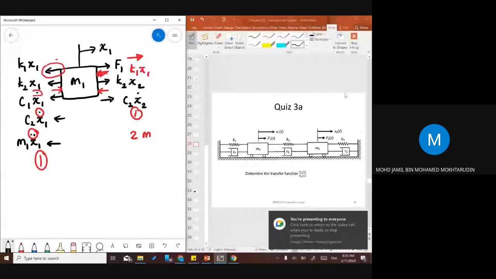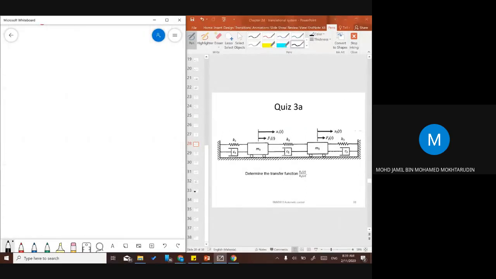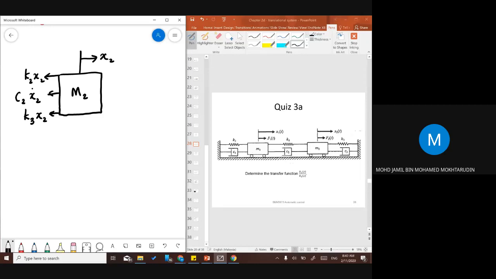Okay, so let's look at the second free body diagram, for M2. First we need to look at the components that are connected to M2. So you have spring K2, damper C2, spring K3, and damper C3. There are four forces acting backward. So the first one is K2 X2, and then C2 X2 dot, K3 X2, and C3 X2 dot, and don't forget the inertia, M2 X2 double dot.